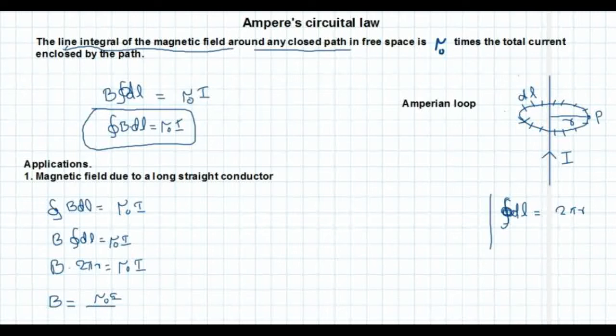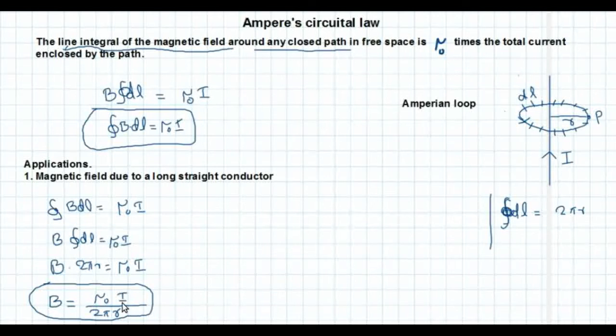So this equation, mu 0 I by 2 pi r, is the mathematical equation of the magnetic field due to a current carrying conductor at a distance r. And from this we can see that when r increases, what is r? R is the distance from the conductor. So when r increases, B will decrease, or B is inversely proportional to r. So if we move away from the current carrying conductor, B will decrease.